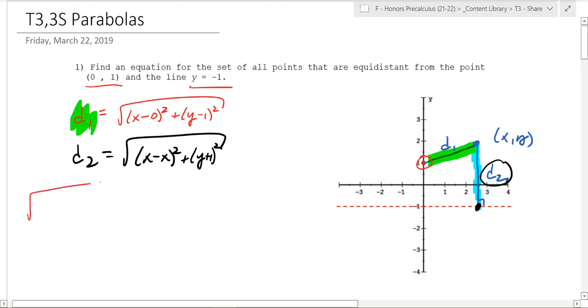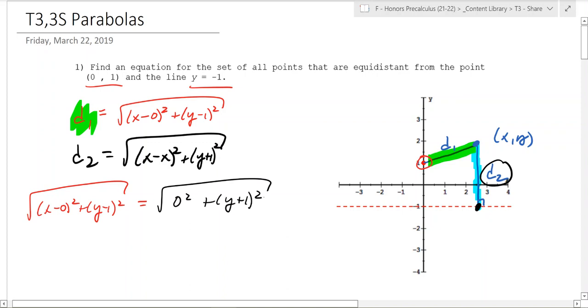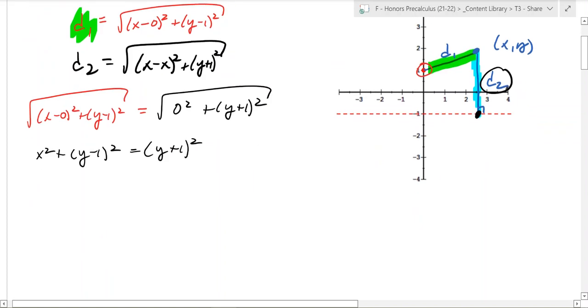So that means the square root of (x - 0)² + (y - 1)² is going to be the same as distance 2, which is (x - x)², so 0², plus (y + 1)². And when you simplify this, what do you end up with? You end up with x² + (y - 1)² = (y + 1)². I just squared both sides right there.